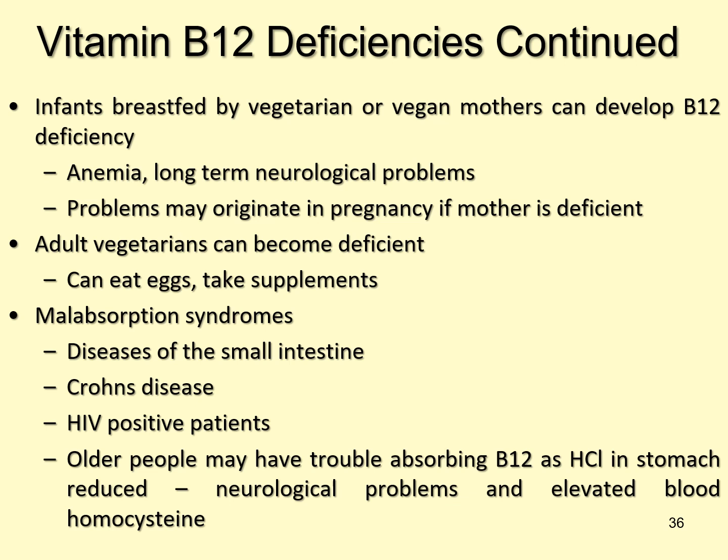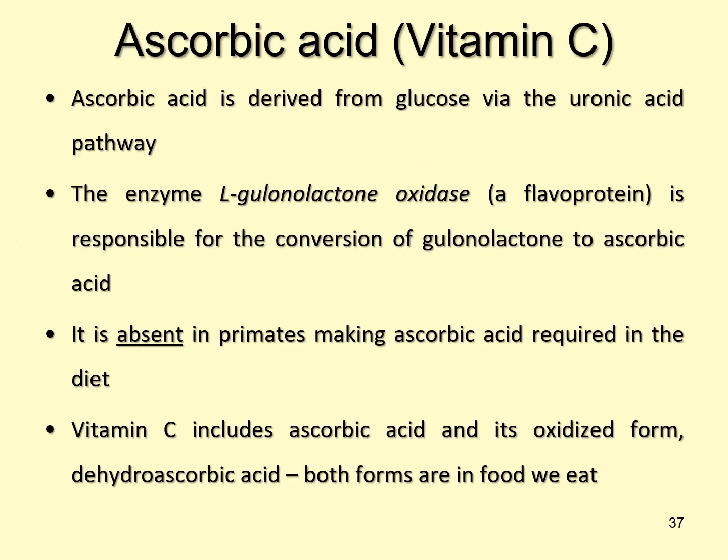Malabsorption syndromes are also there, like disease of the small intestine, Crohn's disease, and HIV positive patients. Older people may have trouble absorbing B12 as the parietal cells in the stomach are reduced. Neurological problems and elevated blood homocysteine can again be a deficiency associated with this vitamin B12.